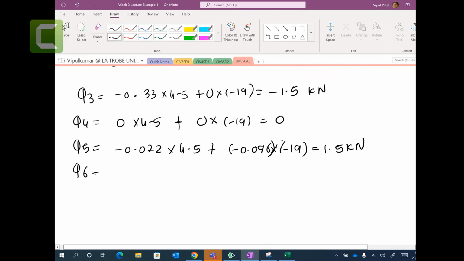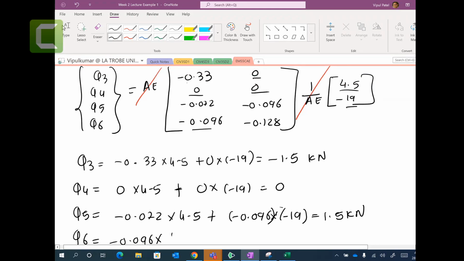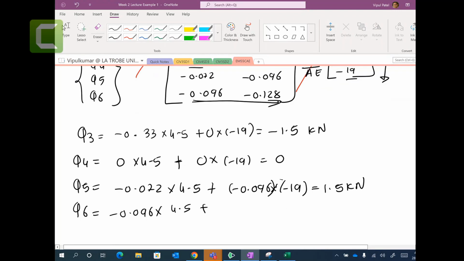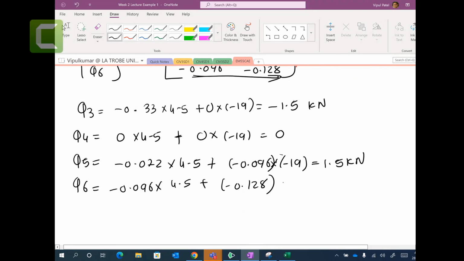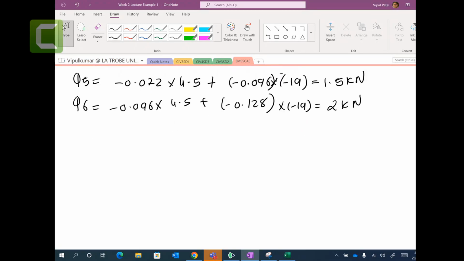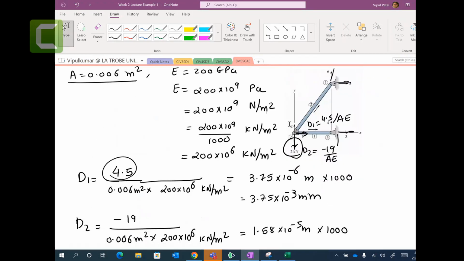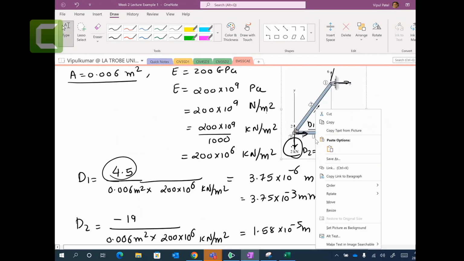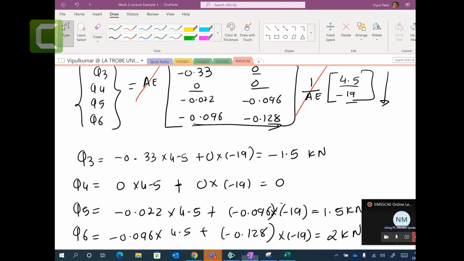And Q6 equals minus 0.096 times 4.5. It's just multiplying horizontally and vertically. Minus 0.128 times minus 19. So you get 2 kilonewtons. Yeah, so you can stop here and verify your answers. As I mentioned, we don't blindly do it in these ones. You are master students. We don't want you to follow everything blindly. We will check equilibrium for you.